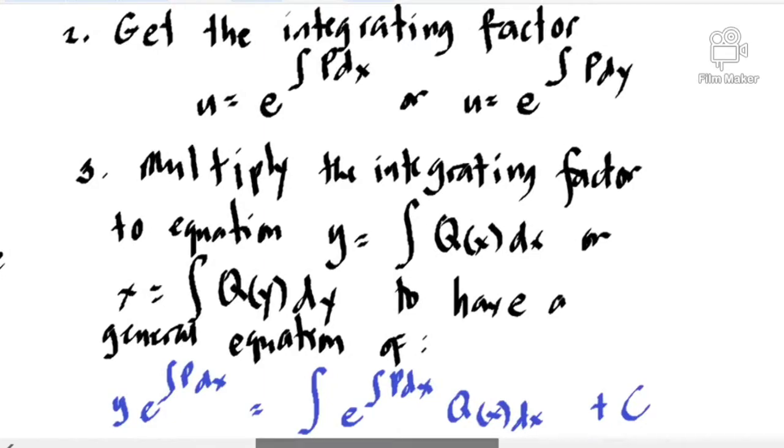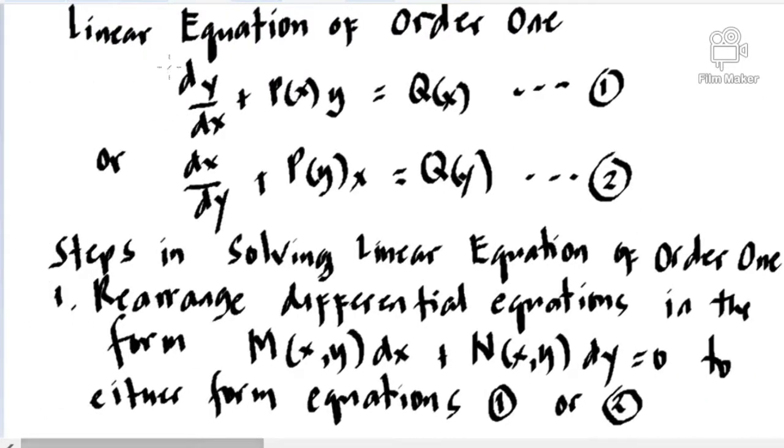For the second step, pagkatapos mo siyang ma-rearrange, you get the integrating factor. At ang integrating factor natin is u is equal to e to the integral of p dx, or u is equal to e to the integral of p dy. So, depende kung ano yung p na makukuha mong value. Okay, saan nga ba natin makukuha yung p kanina? So, titingnan natin depende kung ano yung kasama ni y or kasama ni x.